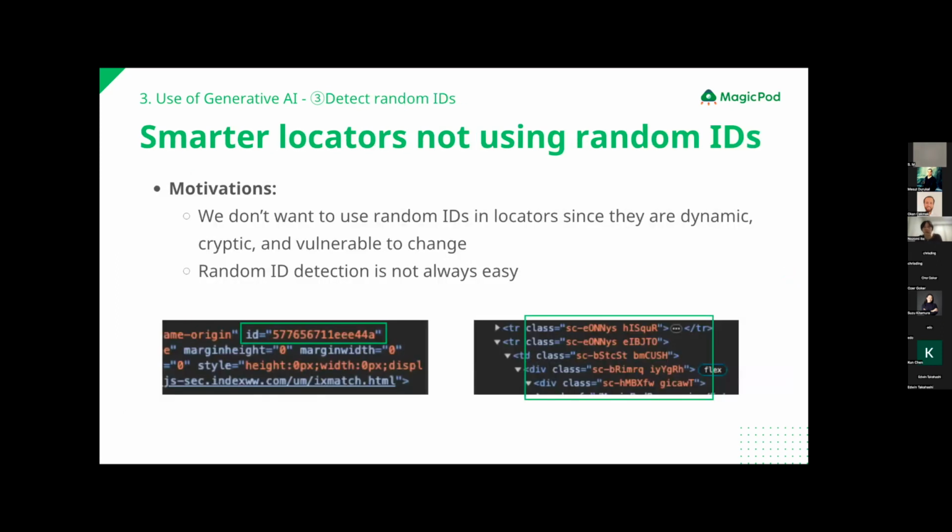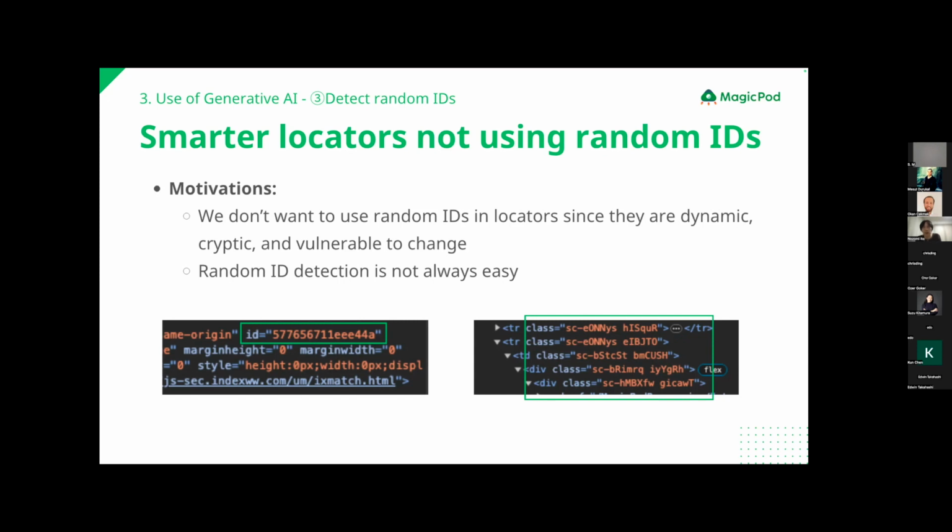And the last one, which I actually found difficult to realize, is random ID detection. MagicPod calculates locators automatically from HTML. But if the HTML contains random IDs or random classes, like these, they will be used, and inappropriate locators are generated, unfortunately.